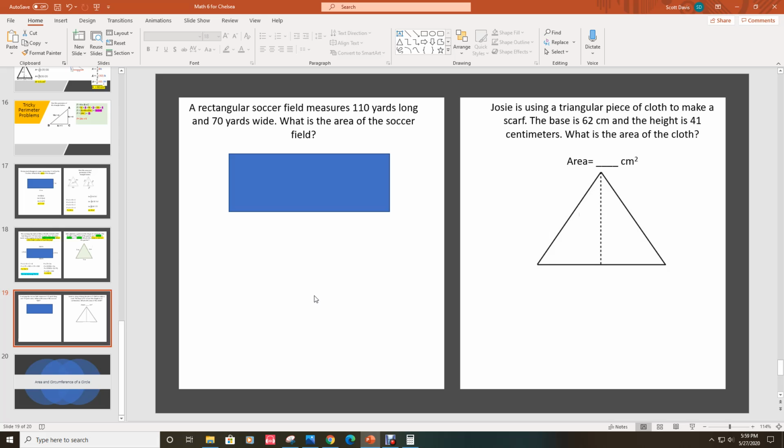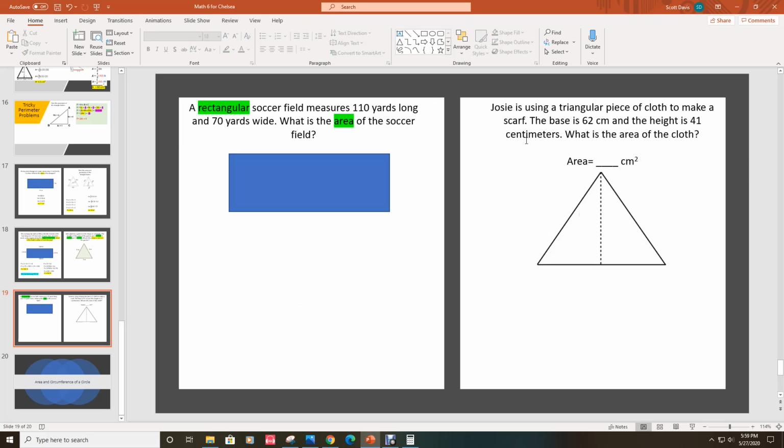This one here, this one's very simple. It tells you right here, it asks you straight out, what's the area? It wants to know the area of this soccer field. So you're good to go. You already know what formula you're going to be using. You can draw your picture because this one told you right here that it's a rectangle. So you're just going to use your formula and then plug it in as you go.